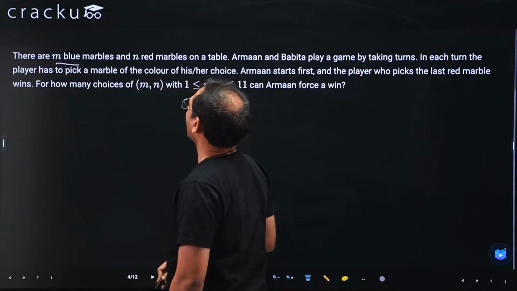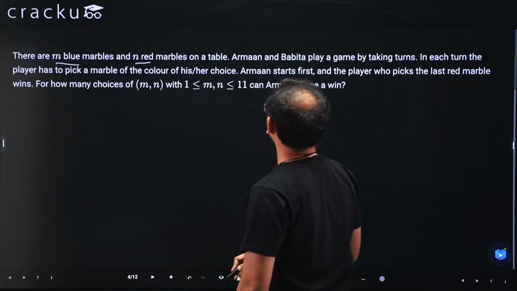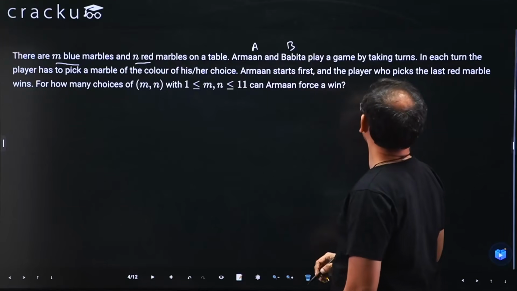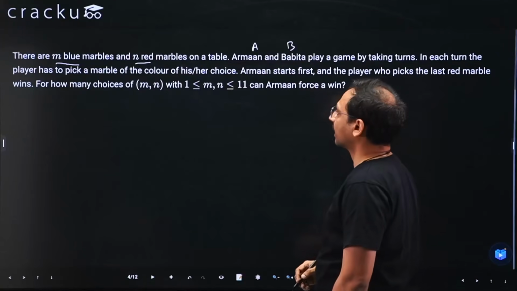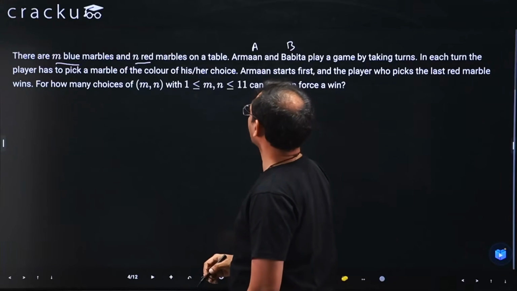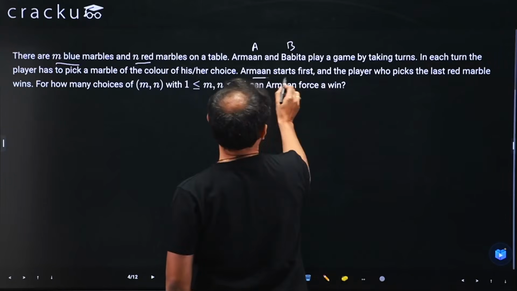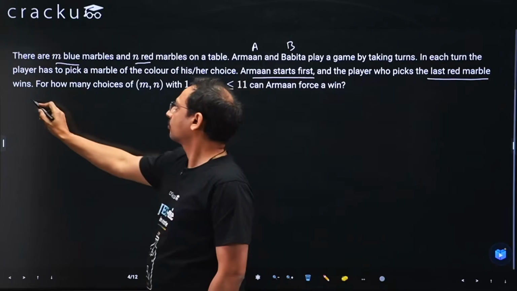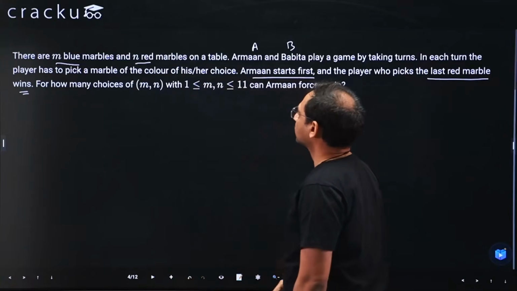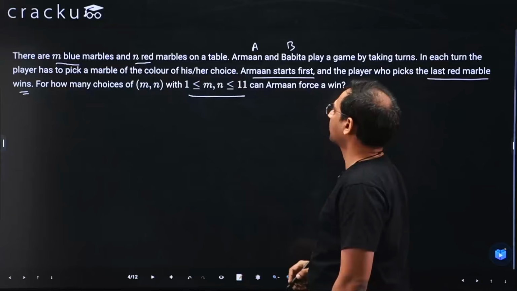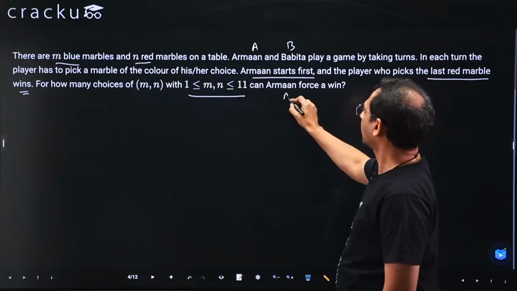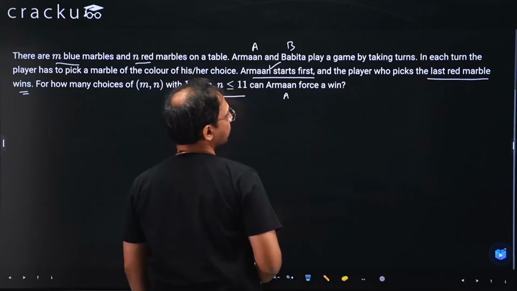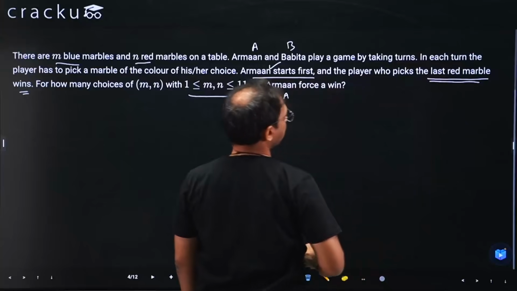There are m blue marbles and n red marbles on a table. Arman and Babita, we'll call them A and B, play a game by taking turns. In each turn, a player has to pick a marble of the color of his or her choice. A starts first, and the player who picks the last red marble wins. For how many choices of m and n, where m and n lie between 1 to 11, can Arman force a win? So we are starting the game with Arman, and Arman has to win. Winning means picking the last red marble.